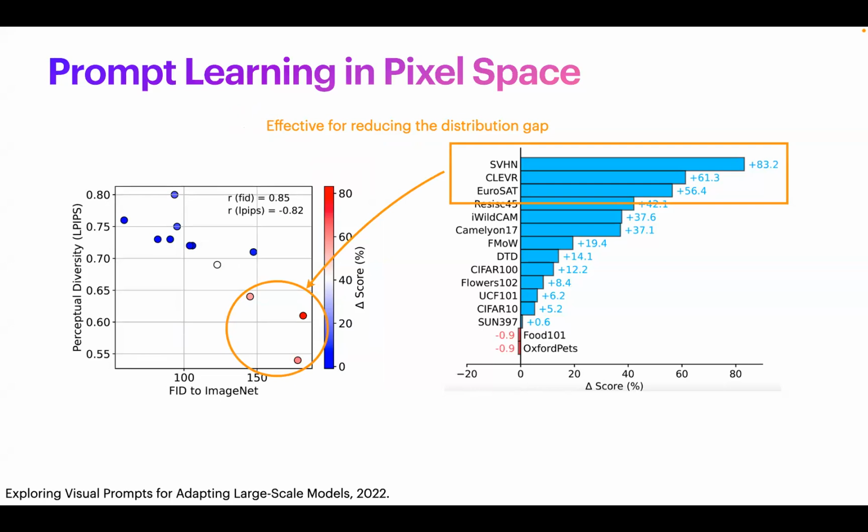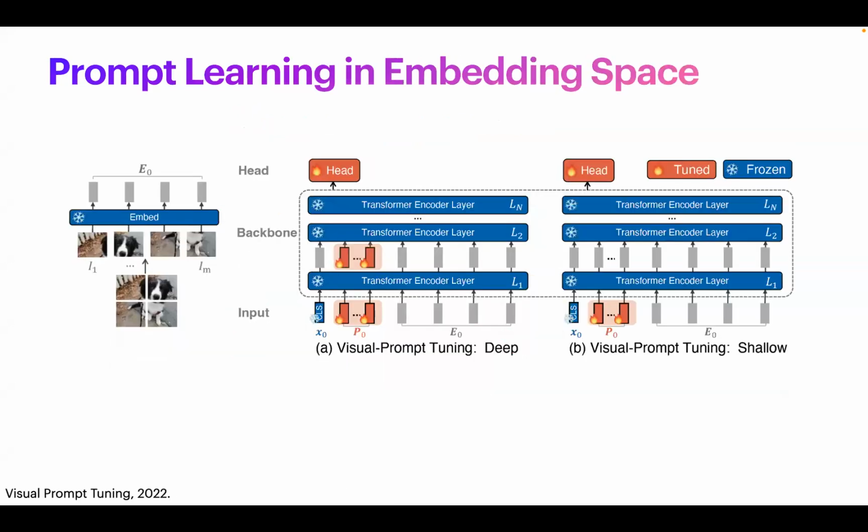Then we can also learn a visual prompt in the embedding space of a transformer. So in this method, what they did is they learned a soft prompt in the embedding space of a transformer alongside the linear head of the transformer, and that is defined as the visual prompt. And they learn this single embedding for an entire task.